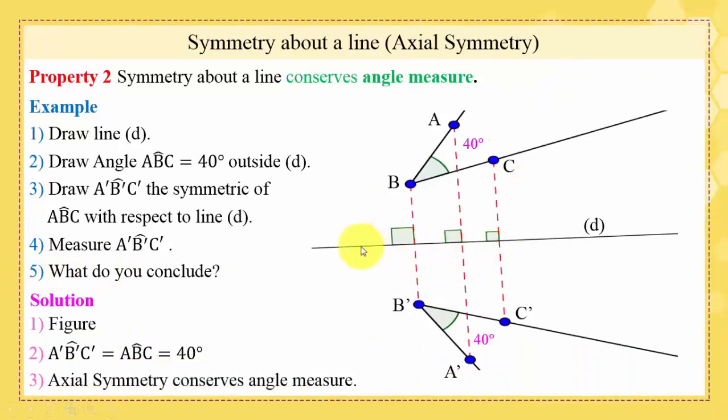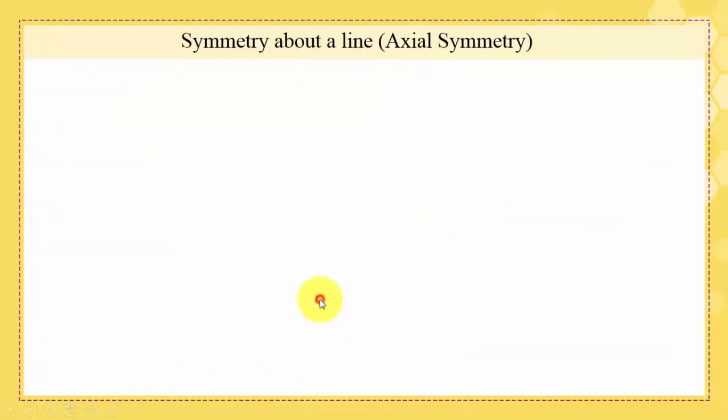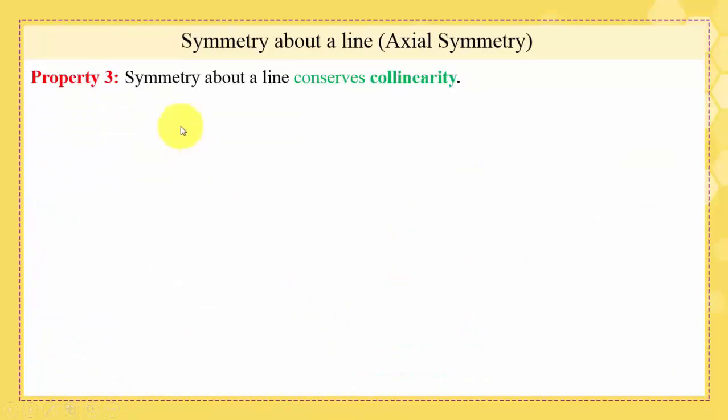This is the solution. Look here: angle A prime B prime C prime is equal to angle CBA. It's equal to 40 degrees. Then axial symmetry conserves angle measure. Property 3: symmetry about a line conserves collinearity.